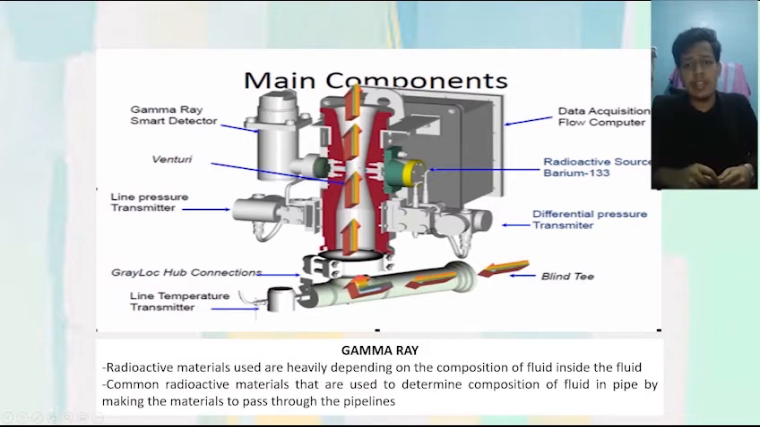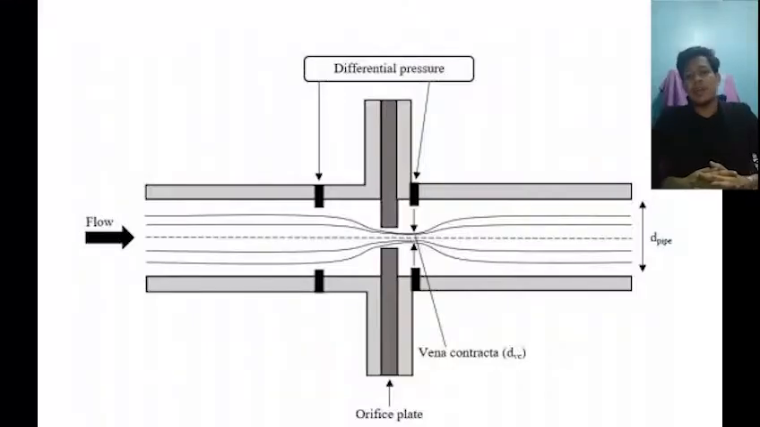The stated materials are used by making them pass through the pipeline and then determining the composition in the pipe. However, everything comes with a price. Gamma ray technology proved to be poisonous or can potentially bring harmful effects to those who work near the equipment. Last but not least, the non-radioactive technology.